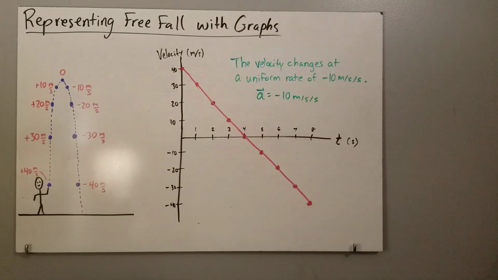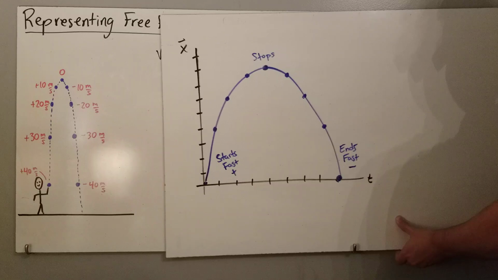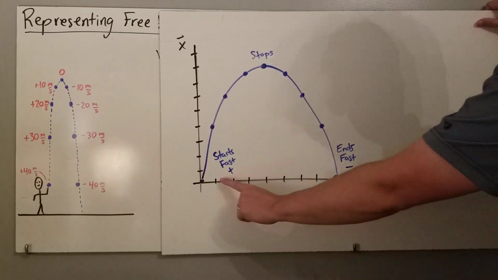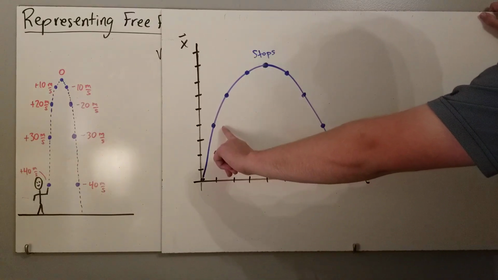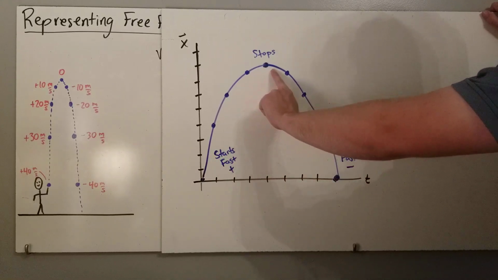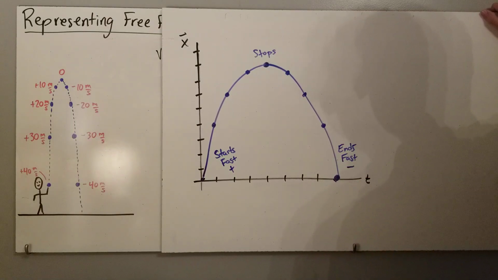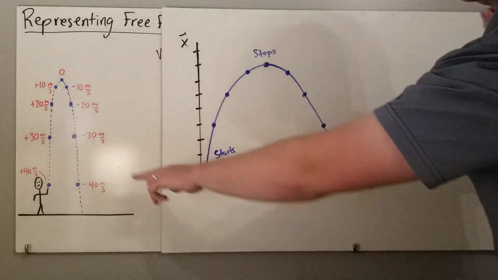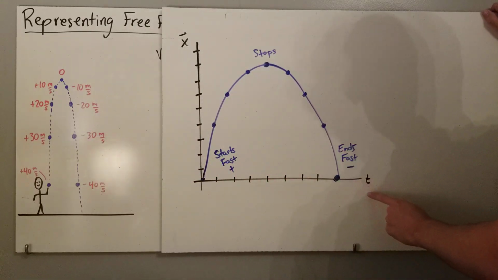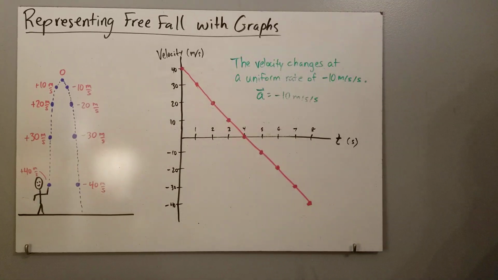For position, it's a parabola. In this case, the parabola looks like this, where it starts moving fast and in the positive direction. And then as time goes on, it slows down and eventually stops. And then it starts to speed back up in the negative direction and ends going fast. So it actually just kind of mimics the pattern that's over here, but just plotted on a time graph here. It looks like a parabola. So those are the motion graphs that are associated with an object in free fall.